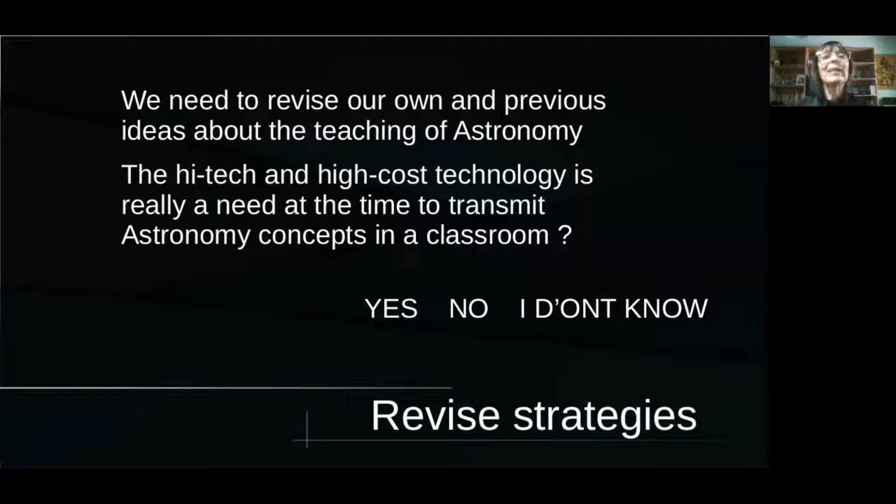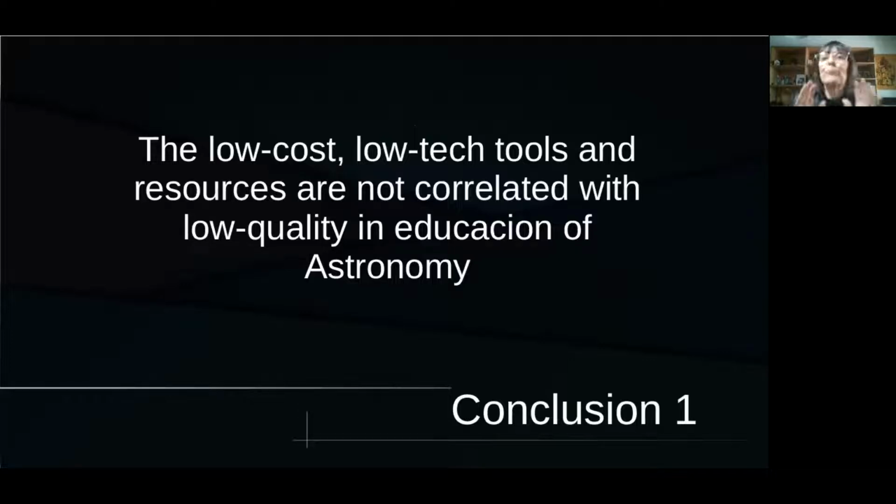Now, evidently, we need to revise our own and previous ideas about the teaching of astronomy. And the question will be, is the high-tech and high-cost technology really a need at the time to transmit astronomical concepts in the classroom? Yes, no, I don't know. What is your answer? My answer is no. It is not needed. And in this way, we arrive to the first conclusion. The low-cost, low-tech tools and resources are not correlated with low quality in education of astronomy.